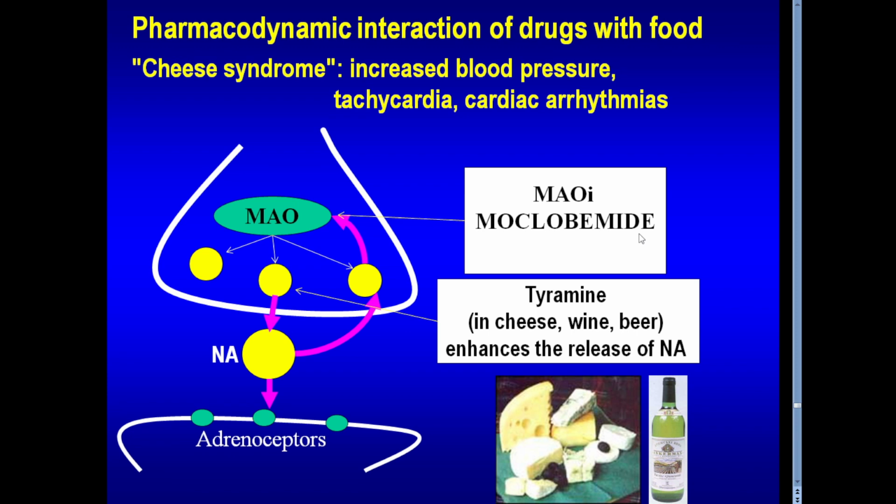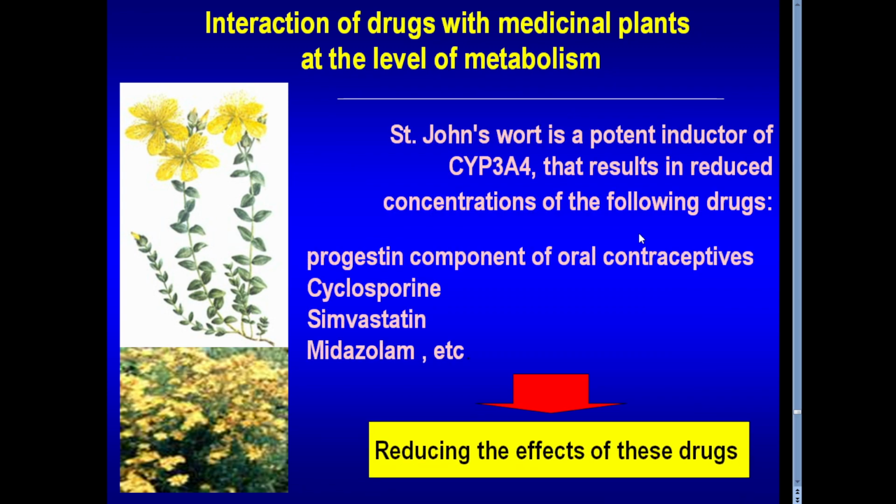Interaction of drugs with medicinal plants at the level of metabolism. We have discussed it a little, and once again, St. John's wort, or Hypericum perforatum. We produce some drugs from this plant. So, raw material and molecules from this plant are potent inductors of CYP3A4, which results in reduced concentration of the following drugs.